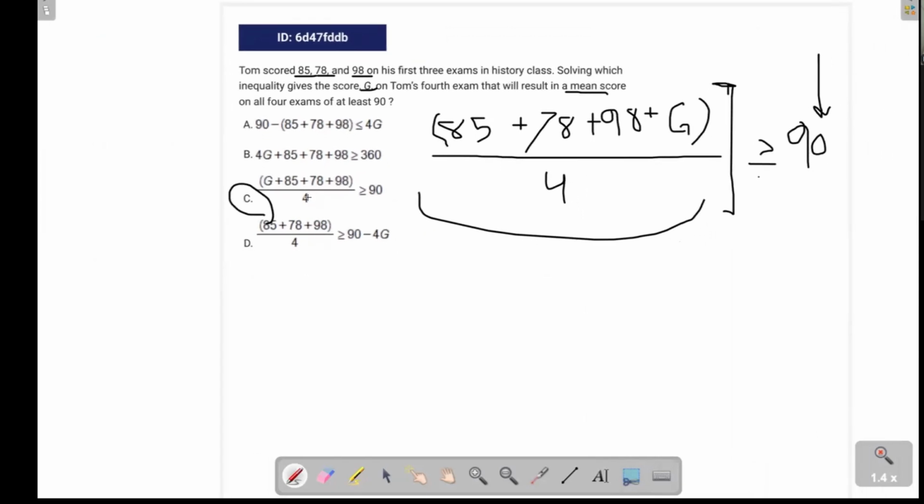Does anyone have any questions? Let's move on. What level is this? The level this one was on was the easiest level, because this one's just setting up an inequality and just knowing how mean works.